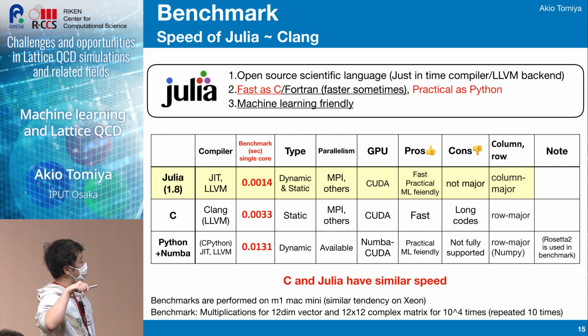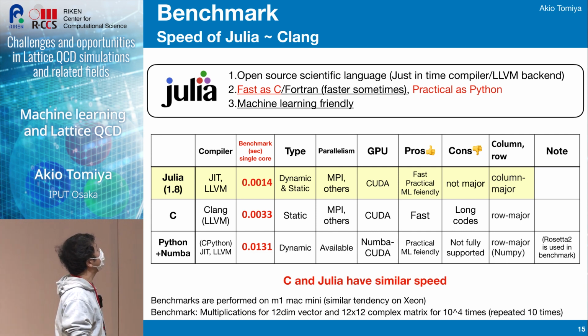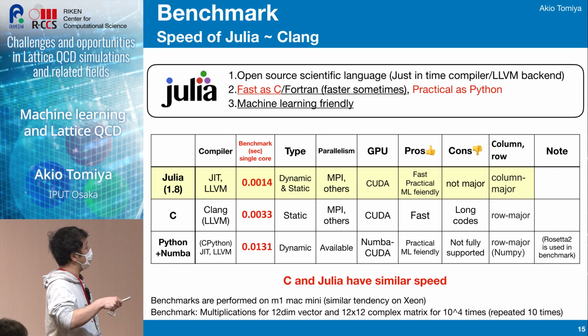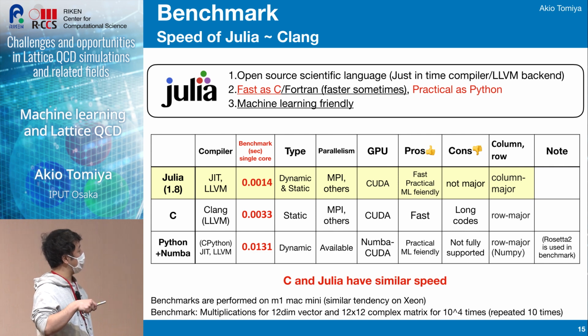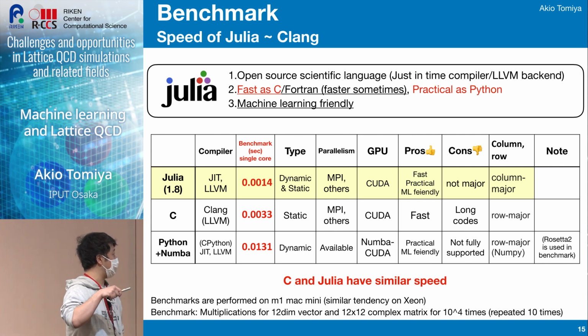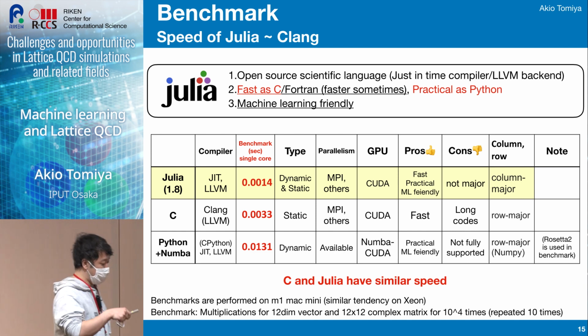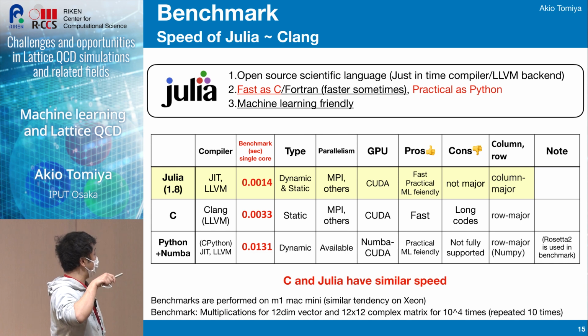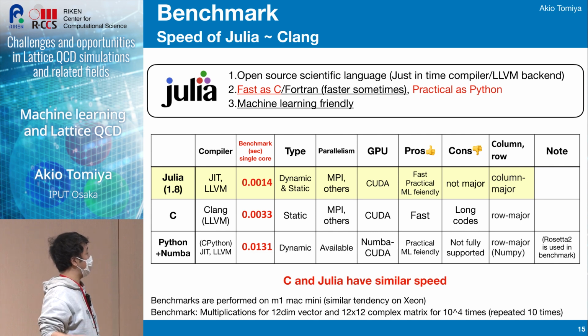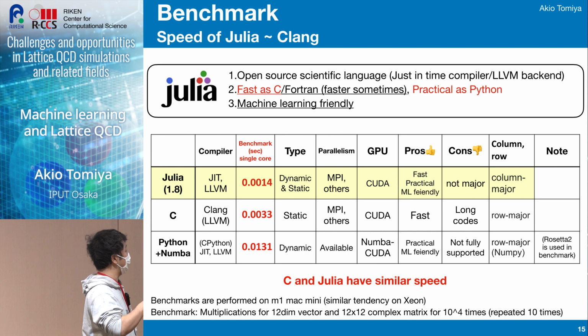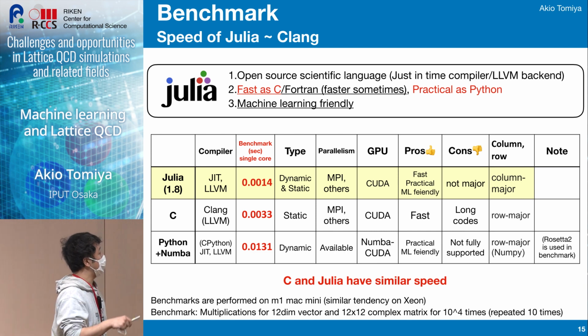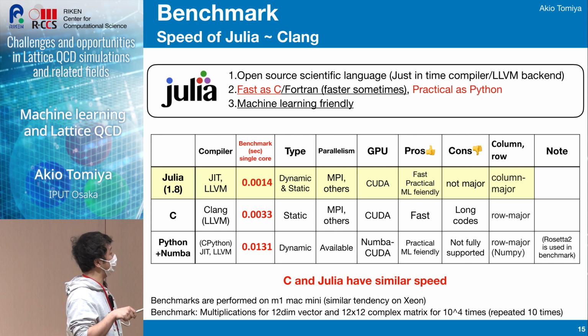This is an accelerator using the JIT compiler, which is a just-in-time compiler with LLVM technology, and C has a compiler called Clang. This is also based on LLVM. I will show the code later, but I compare the numerical performance of these languages, and Julia has a similar speed to the C language. The variables are dynamically or statically typed, and it also supports parallelism and GPU.